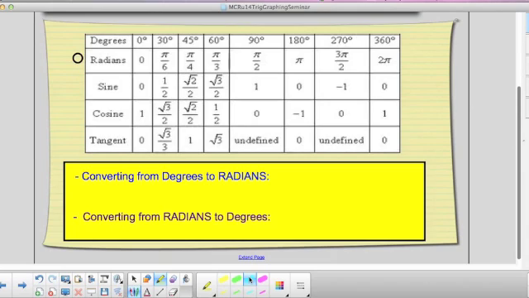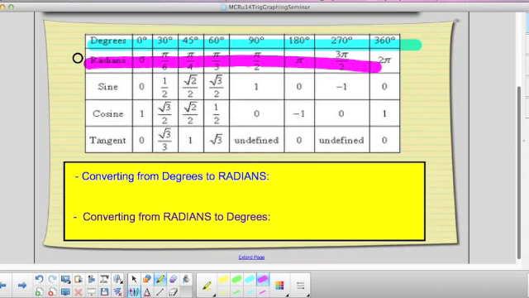Degrees is the measure that you guys are used to: 0, 30, 60, 45, 90, 180, 270. Now in the world of trigonometry, we're going to express things in terms of radians. So it's really good to memorize this chart. Memorize that 30 degrees is pi over 6, and 90 degrees is pi over 2. Those are important key points.